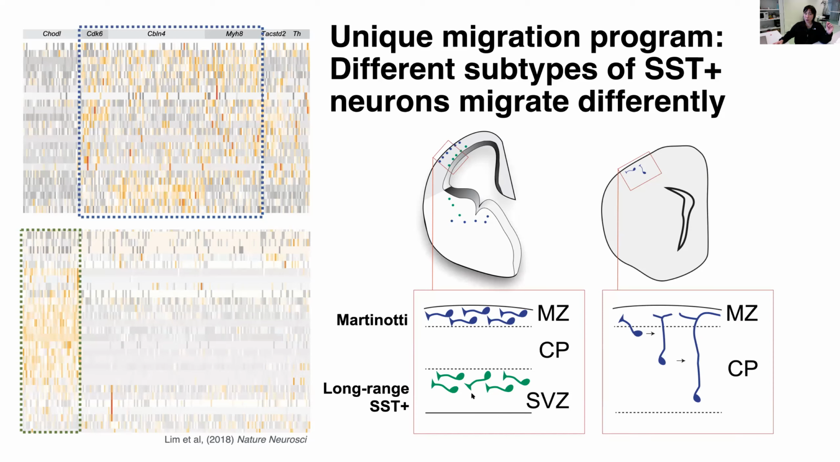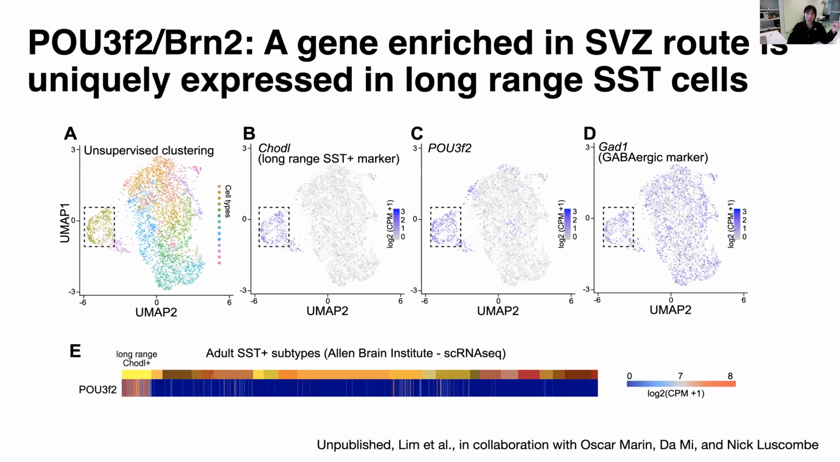We now have a platform to look at the unique maturation of these long-range cells, because we've performed a sequencing experiment and we know what genes are enriched in this population versus these populations. And one of these genes is a transcription factor called POU3F2, or BRN2. We follow up our observation with the migration data with single cell sequencing data, where we FACS out somatostatin cells at P1.